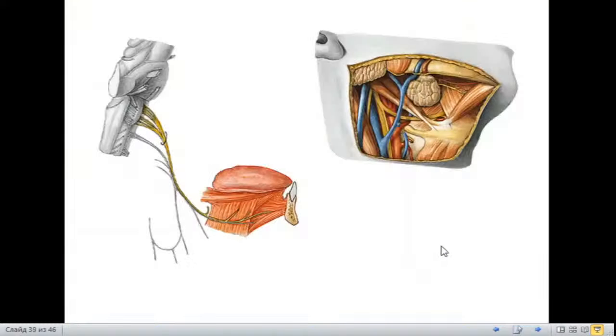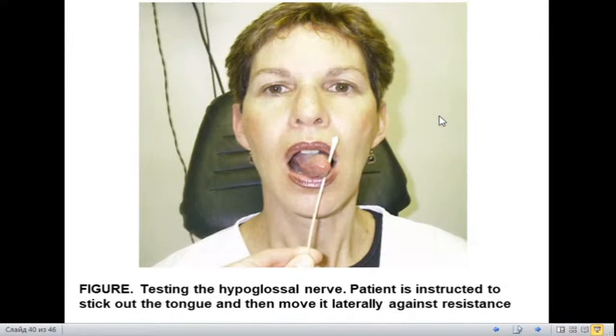And one more thing related to topography of hypoglossal nerve. Here you can see hypoglossal nerve, and I hope you remember that hypoglossal nerve bounds superiorly so-called Pirogov's triangle, which transmits arteria lingualis. And how to test function of hypoglossal nerve? Patient is instructed to stick out the tongue and then move it laterally against resistance.